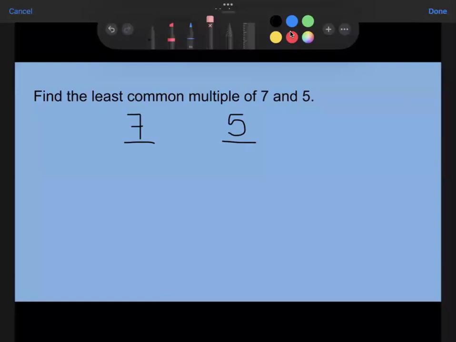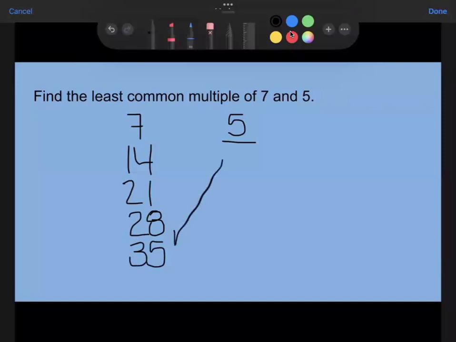The next multiple of 7 would be 14. And I cannot multiply 5 times something to get 14. The next multiple of 7 would be 21, which I cannot multiply 5 times something and get 21. The next multiple of 7 would be 28, which I cannot multiply 5 times something to get 28. And then the next multiple of 7 is 35, which I can multiply 5 times 7 to get 35. So that means the LCM, or least common multiple, of these two numbers is 35.